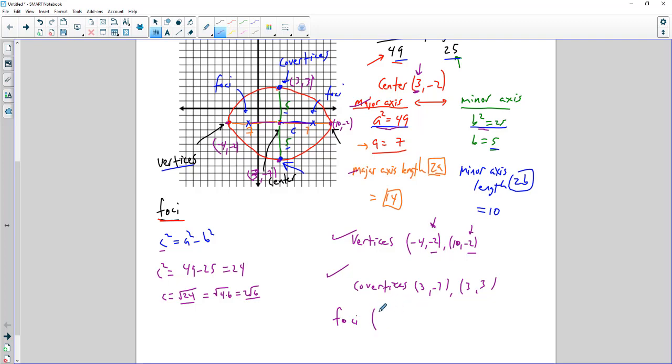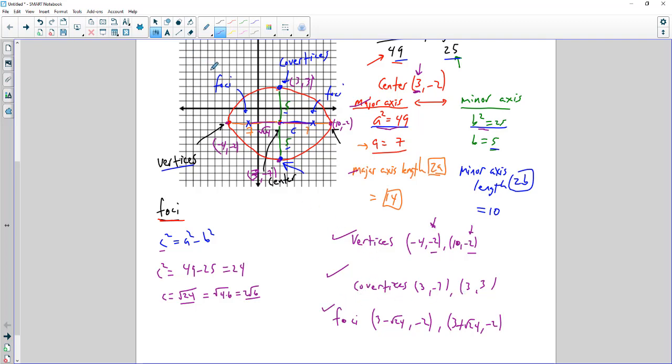And this will be, we're subtracting from the x to go back what? Root 24. So the x right here is 3, so it's going to be 3 minus root 24 if I don't rationalize it. And we're going to keep the y value the same at -2 because it's not going up or down. And then the other one's going to be 3 plus root 24 and then -2. So that's not going up or down either. So this is really how you find things.